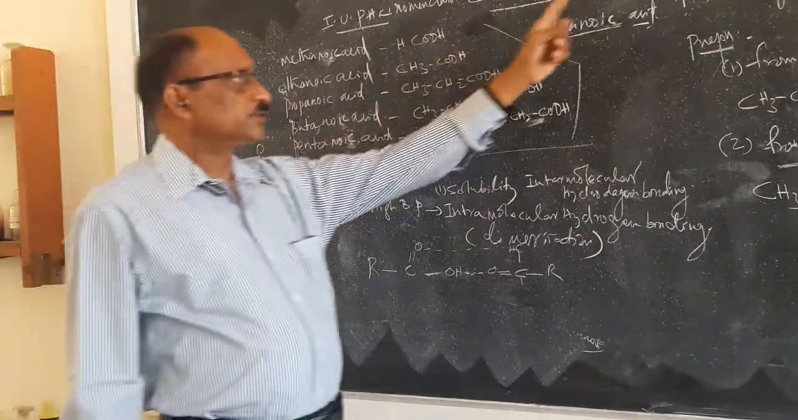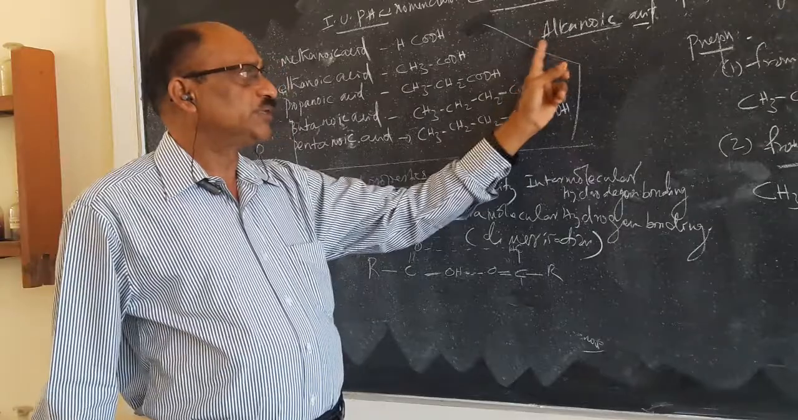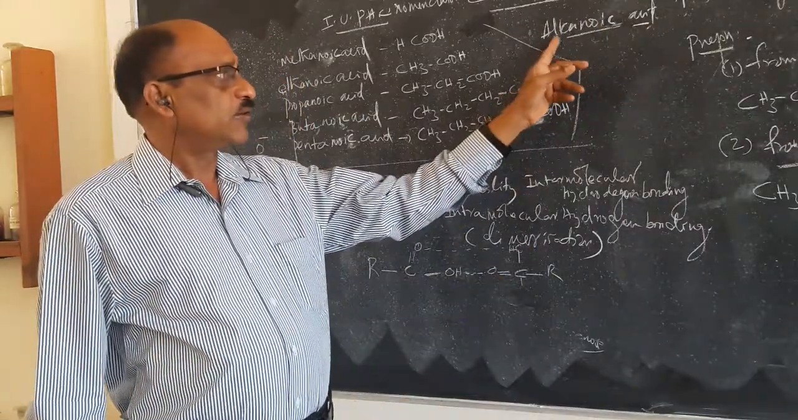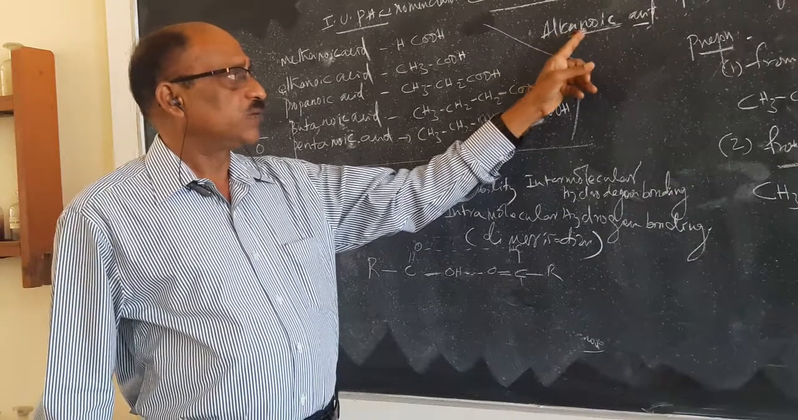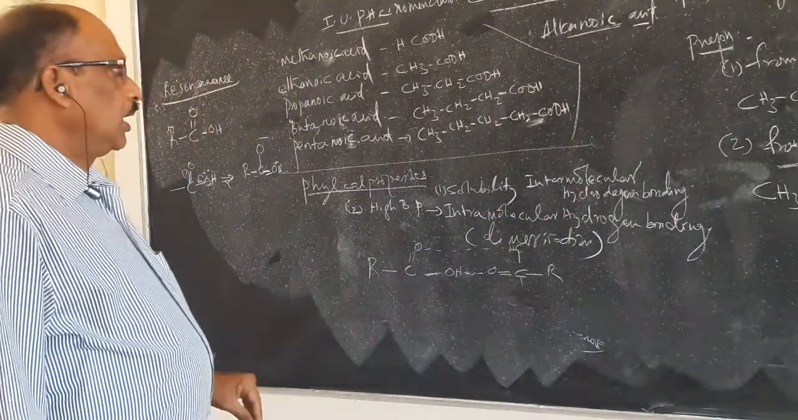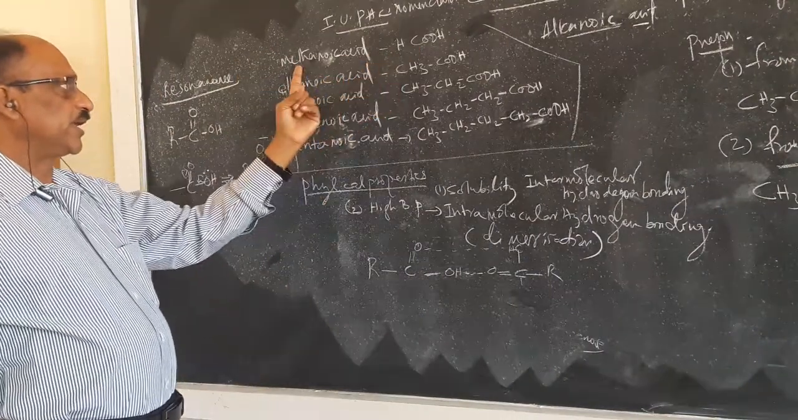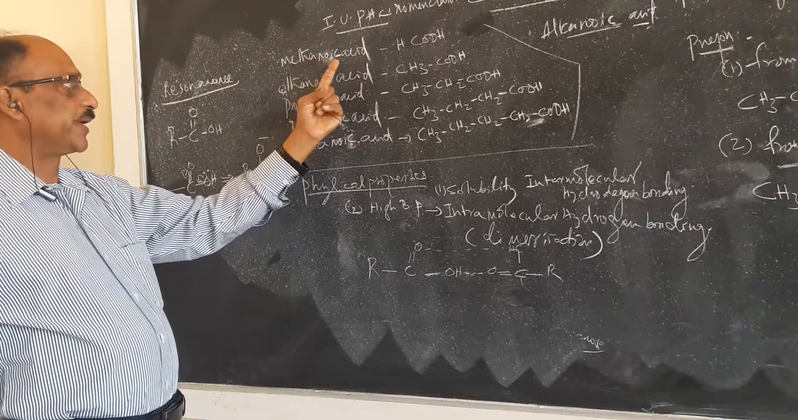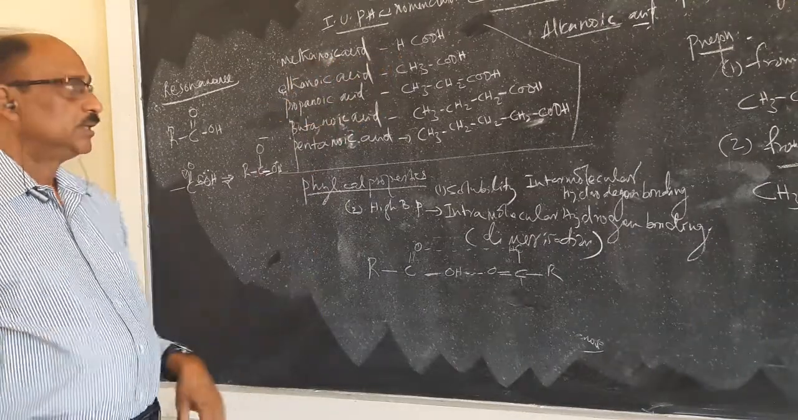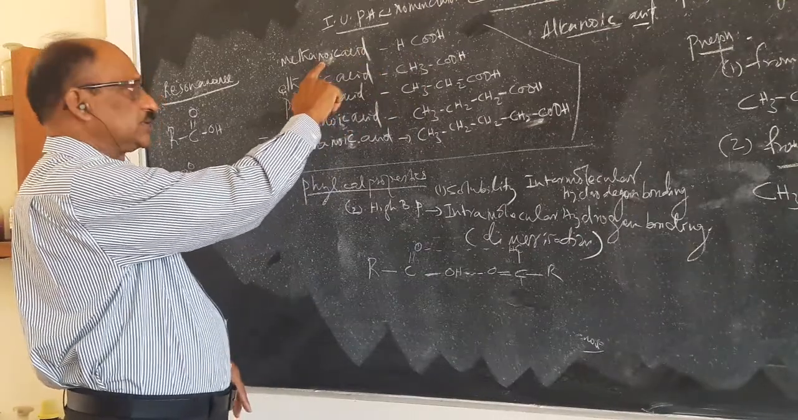The carboxylic acid, in IUPAC nomenclature, is mentioned as alkanoic acid. Alkanoic acid. And what are those examples? First is formic acid. Formic acid is written as methanoic acid, because it contains only one carbon atom. So formic acid, according to the IUPAC nomenclature, is known as methanoic acid.